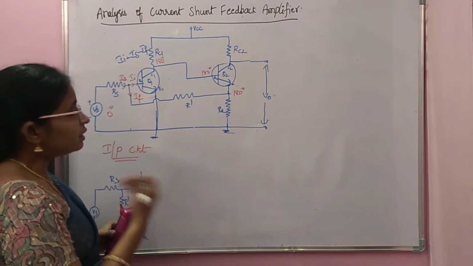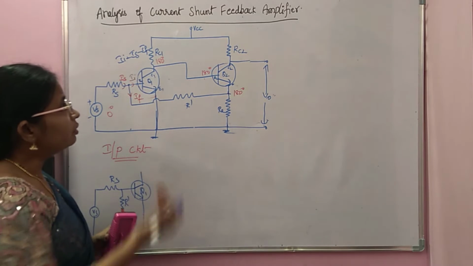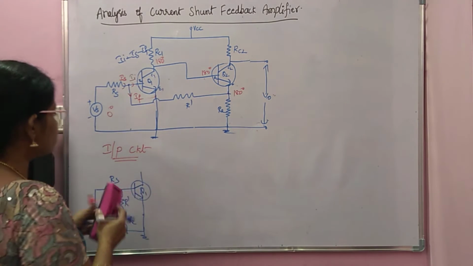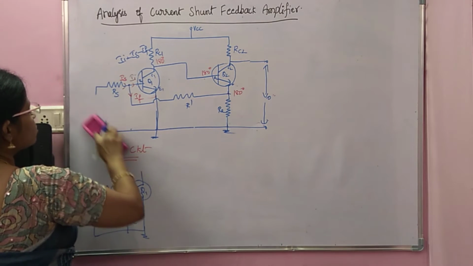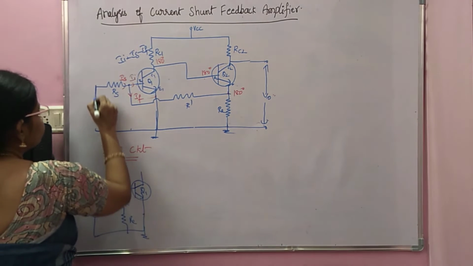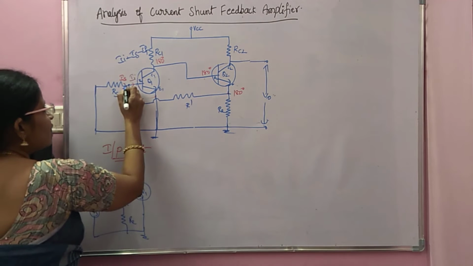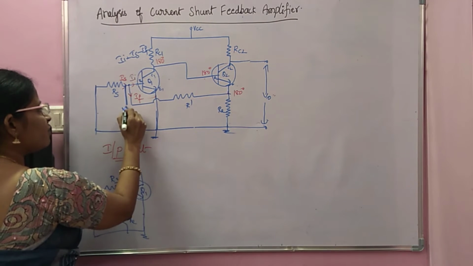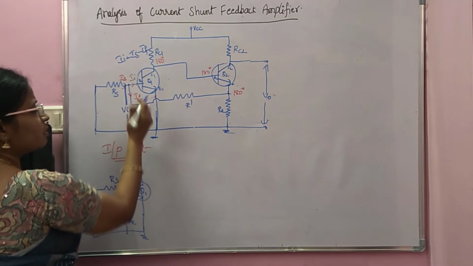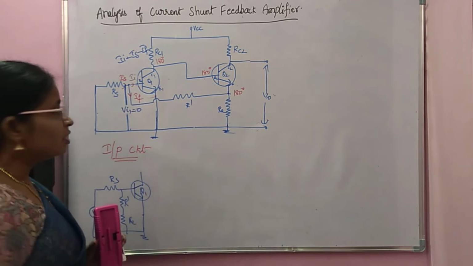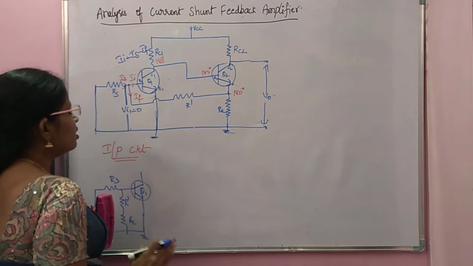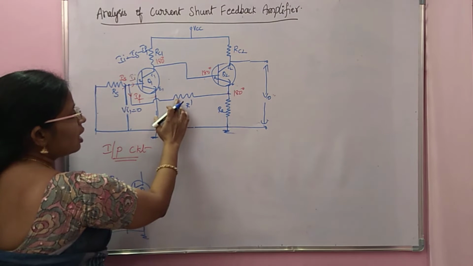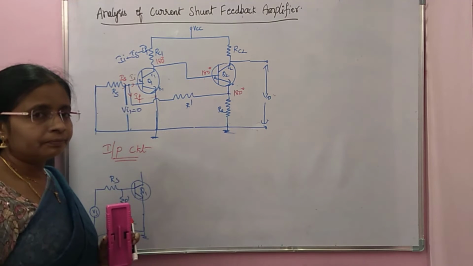Now, to get the output circuit, what do you have to do? As this is shunt mixing, you have to make Vs equal to 0, which means just short it. Simply short it. So what will happen? This is also short. At this point you have Vi1, because it is the Q1 input, and it becomes 0.